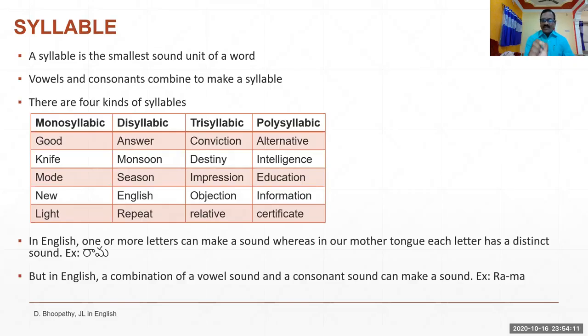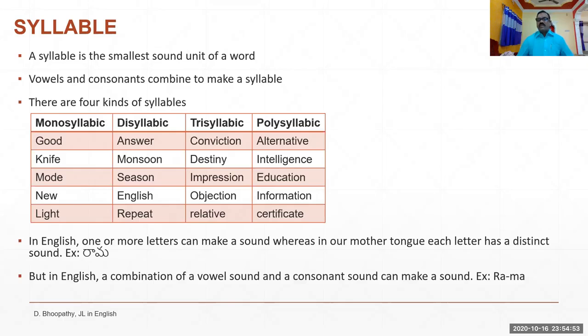Season, reason, English. There are two syllables. Repeat: R, E, re, that is a syllable. P, E, A, T, peat, this is another syllable. Where do we take extra time, or where do we use extra force to utter the sound? Peat. So the second syllable. Repeat. The second syllable is the stressed syllable.